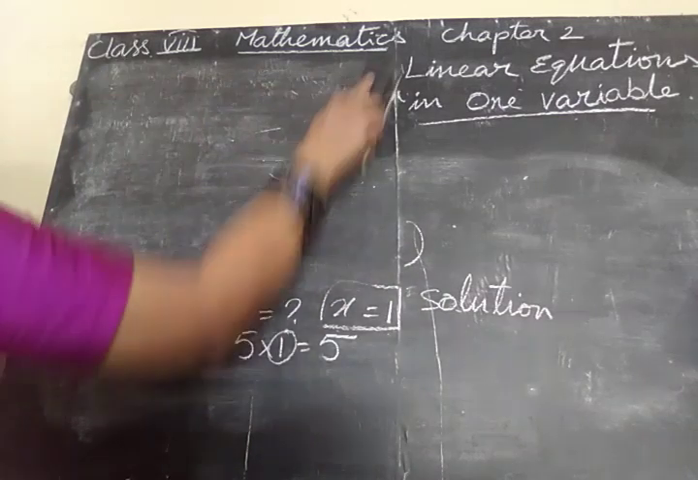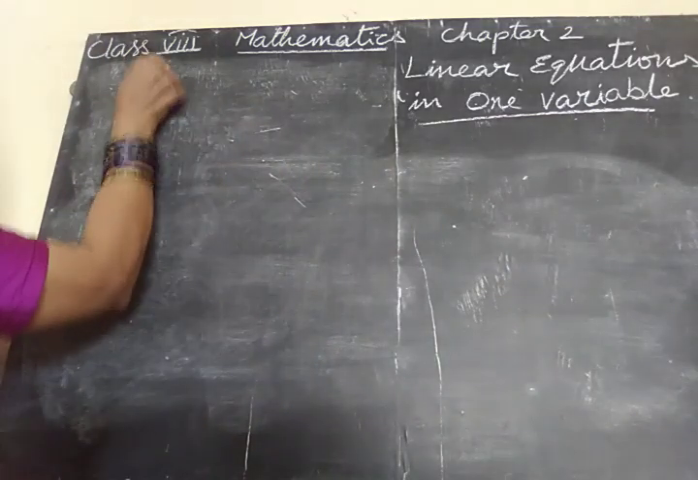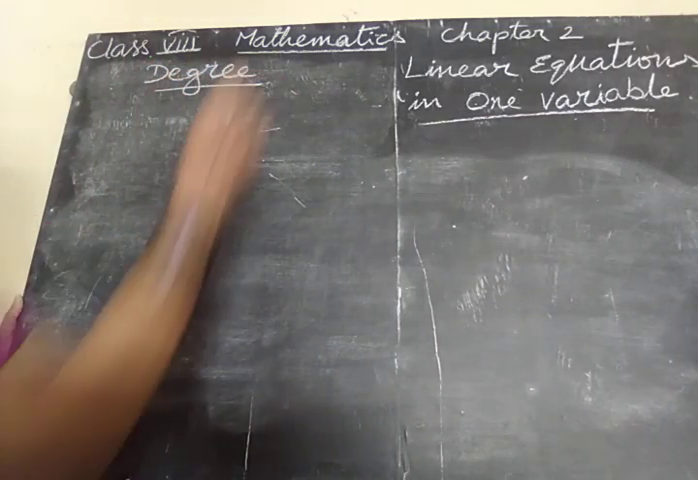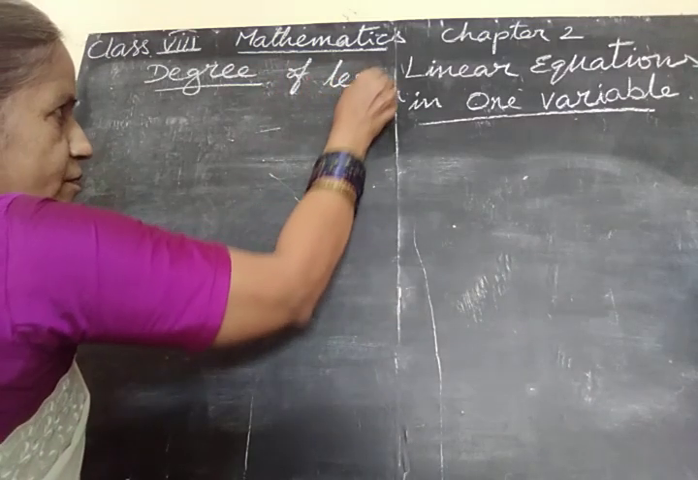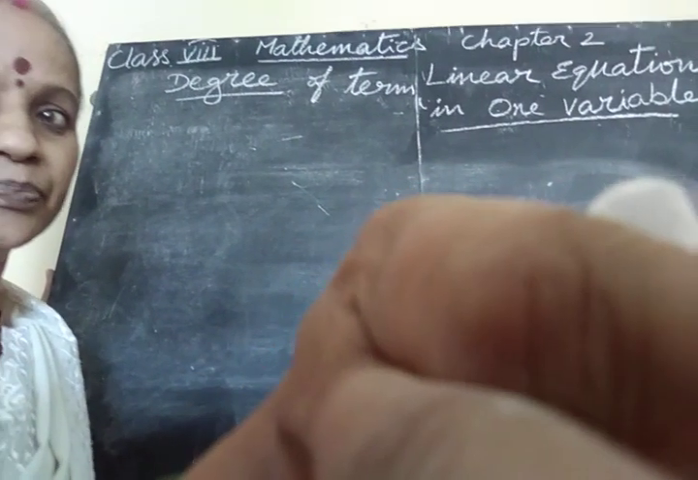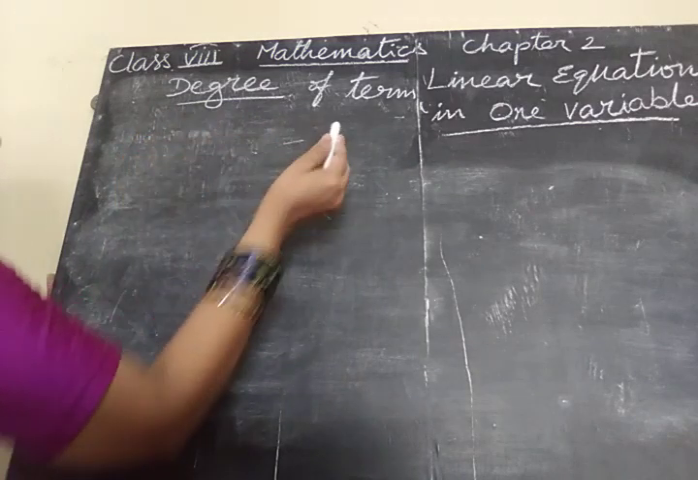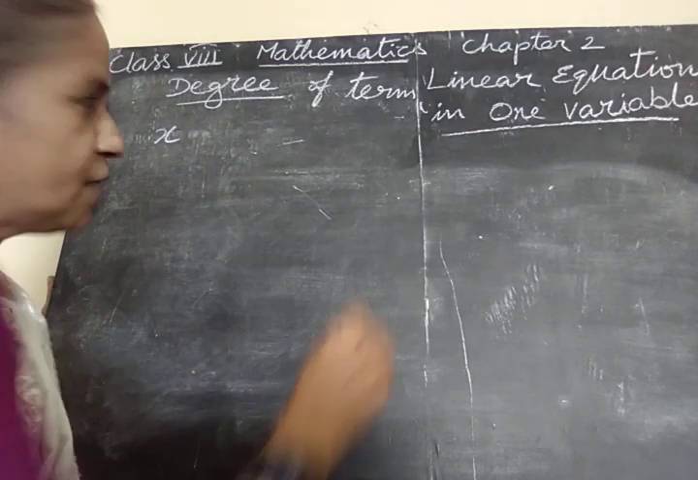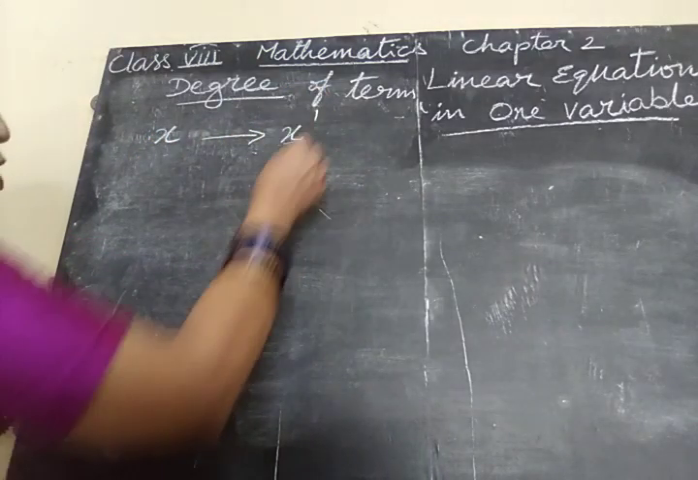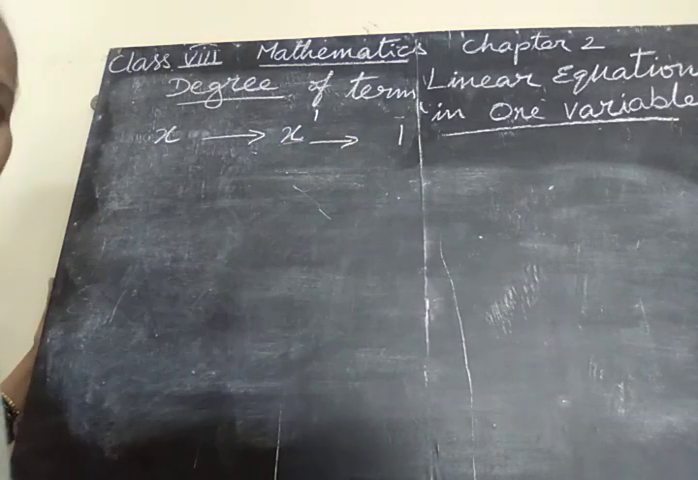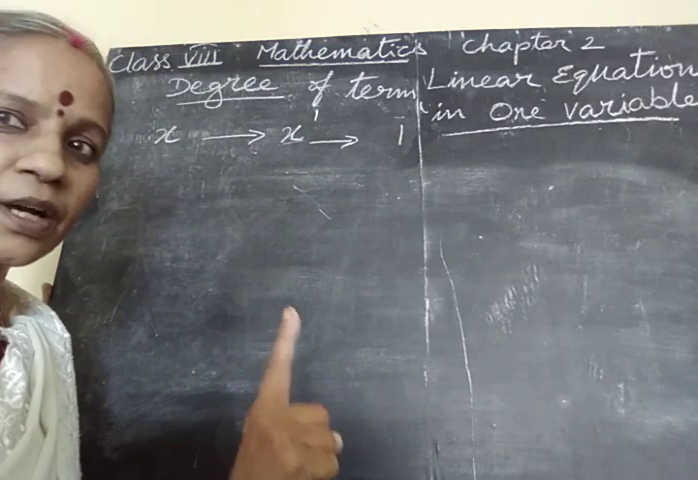Now, degree of the equation. What is the degree? Degree of a term first. See, degree of the term means, suppose we take one term, x. For this, what is the exponent of x? x means x power 1 only. So the degree of this one is 1. You can write x as x power 1.